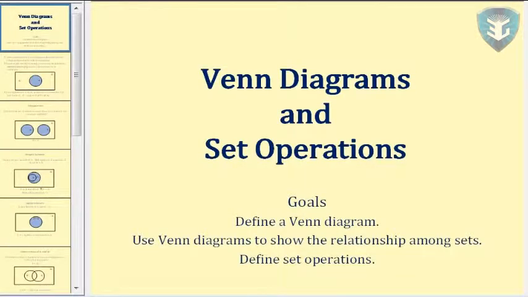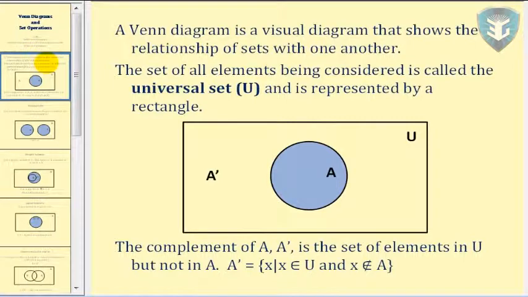Welcome to a lesson on Venn diagrams and set operations. The goals of the video are to define a Venn diagram, use Venn diagrams to show relationships among sets, and also to define set operations. A Venn diagram is a visual diagram that shows the relationship of sets with one another. The set of all elements being considered is called the universal set and is represented by a rectangle as we see here.